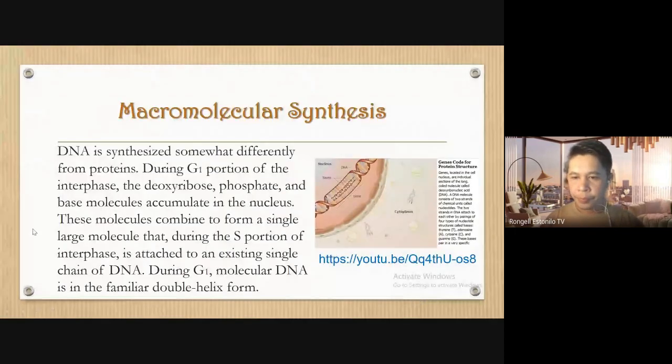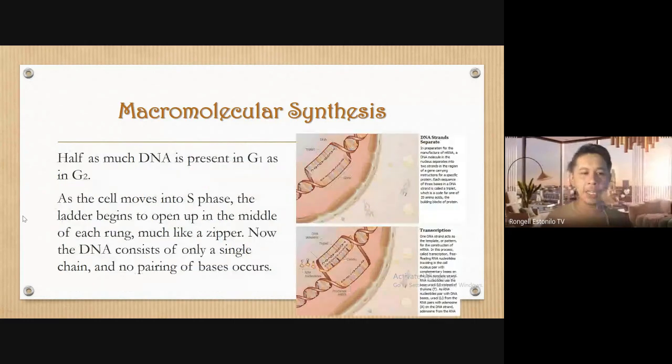Okay, so DNA is synthesized somewhat differently from proteins. During the G1 portion of the interphase, deoxyribose, phosphate, and base molecules accumulate in the nucleus. These combine to form a single large molecule that, during the S portion of the interphase, is attached to an existing single chain of DNA. And during the G2 phase, DNA is in the same familiar double helix form.